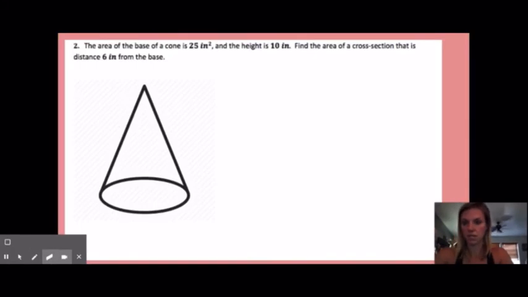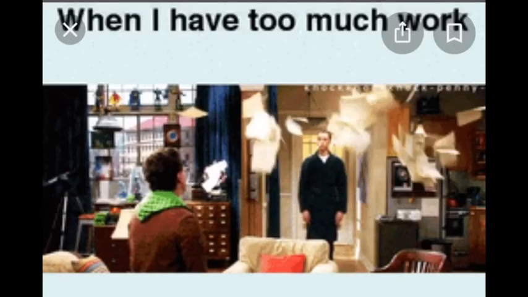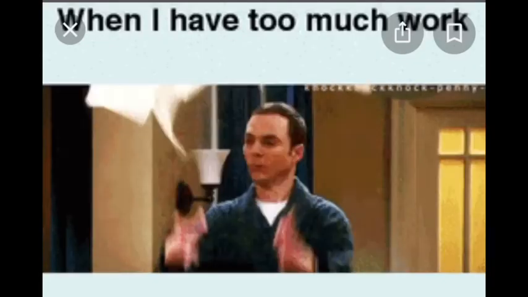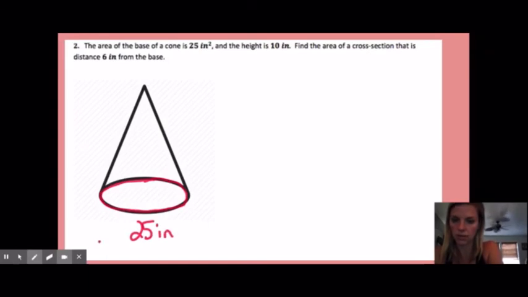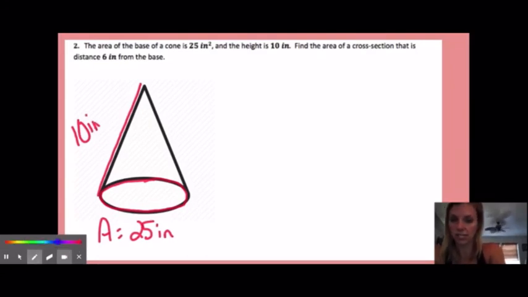Let's look at this one here, number 2. It says the area of the base of the cone is 25 inches. So this guy is 25 inches area. The height is 10. So this height is 10 inches. That's the side. Find the area of the cross section that is 6 inches from the base. So I want the area of this circle.